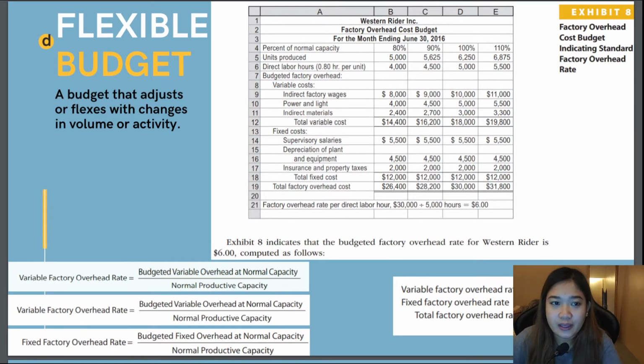Flexible budget, a budget that adjusts or flexes with changes in volume or activity. So we have here Western Rider Incorporated factory overhead cost budget for the month ending June 30, 2016. Exhibit 8 indicates that the budgeted factory overhead rate for Western Rider is $6.